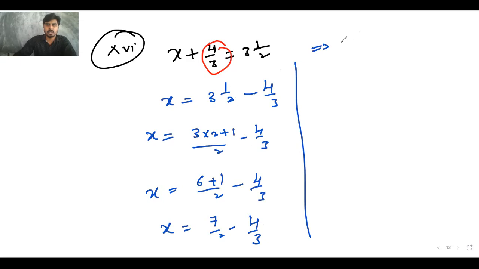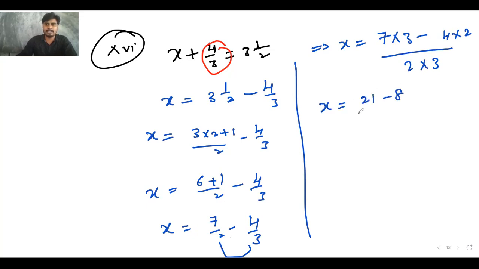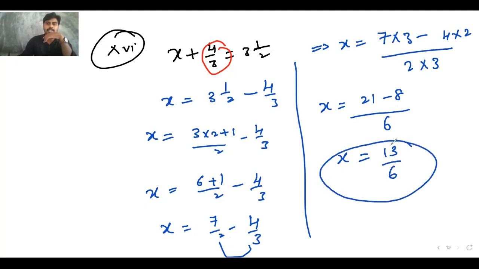Please wait. So now we shall simplify this. 7 by 2 minus 4 by 3, subtraction of two fractions. How do we make it? We have different methods, but we use here 7 into 3 minus 4 into 2, take the cross multiplication, and by 2 into 3 again. So x is equals to 21 minus 8 by 6. 21 minus 8 is nothing but 13. 13 by 6 is the answer. 16th question is similar to 15th and 14th. Remaining problems, please do it yourself.